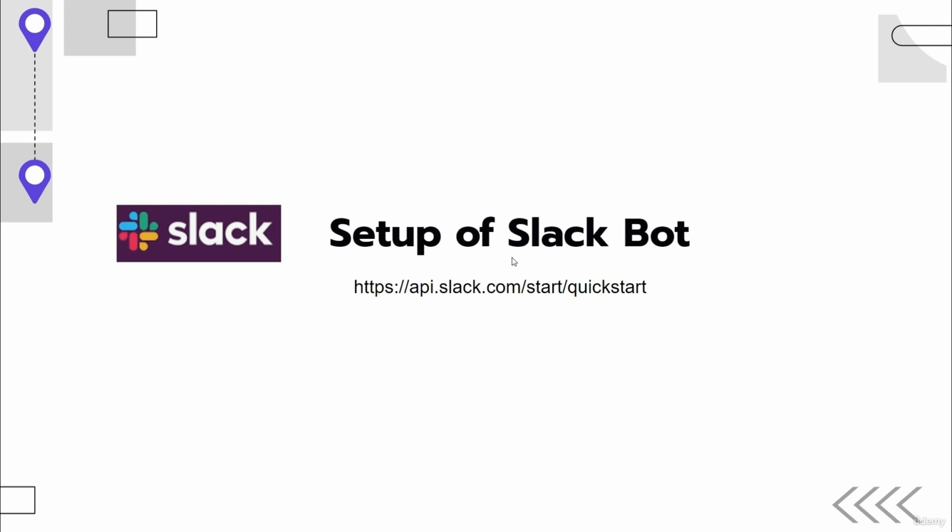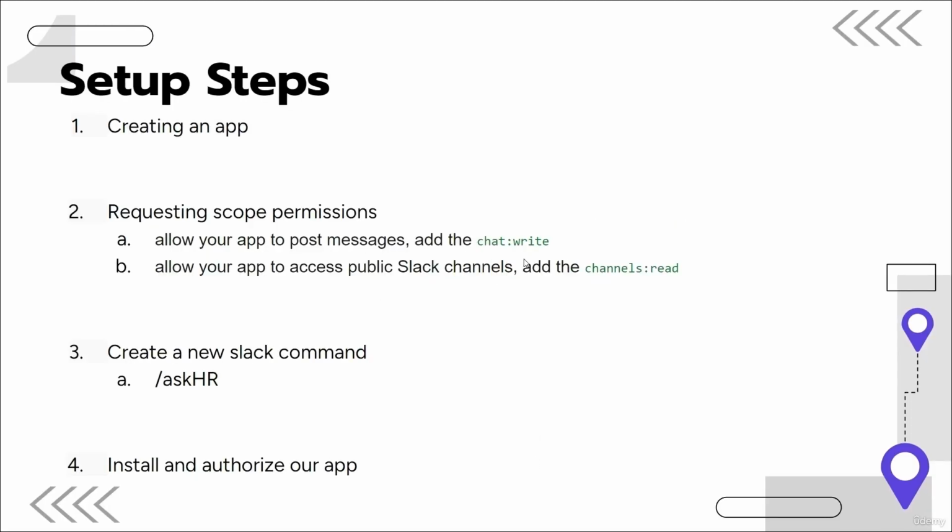Let's go ahead and set up the Slackbot. We'll do a walkthrough of the Slack Developer Portal Quick Start first. There are 4 steps to the setup. We'll first create a Slack app, then we'll give it the right permissions, including the authorization to post to our channel and the ability to access public Slack channels in our workspace. We'll then create a new Slack command, and then we'll install and authorize the app and test it.